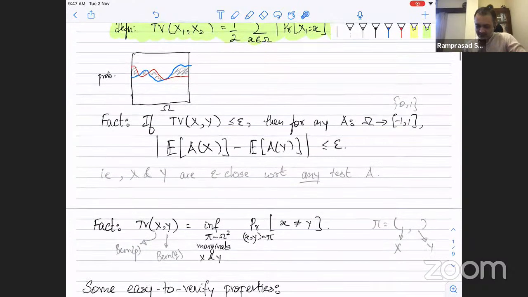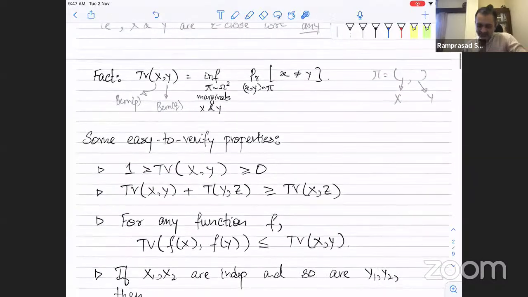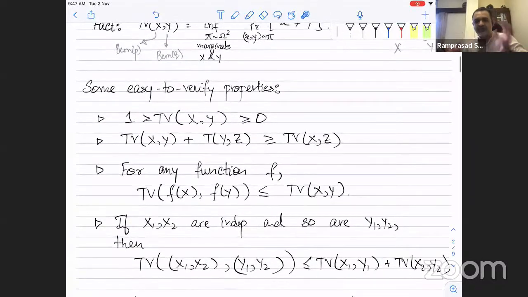But here are some very simple to verify properties, at least to give you a sense that this total variation distance seems to be a very useful definition. Okay, so I'm not going to prove any of them, but hopefully they all should seem very natural or obvious to you. The first one is that the total variation distance is always some number between 0 and 1. This should be obvious. And in fact, it is equal to 0 if and only if x and y are exactly the same distribution.